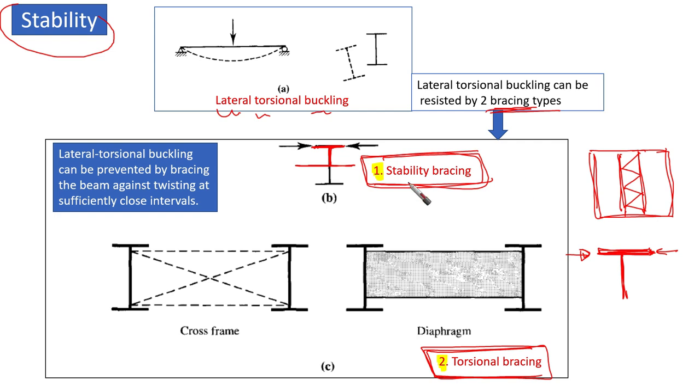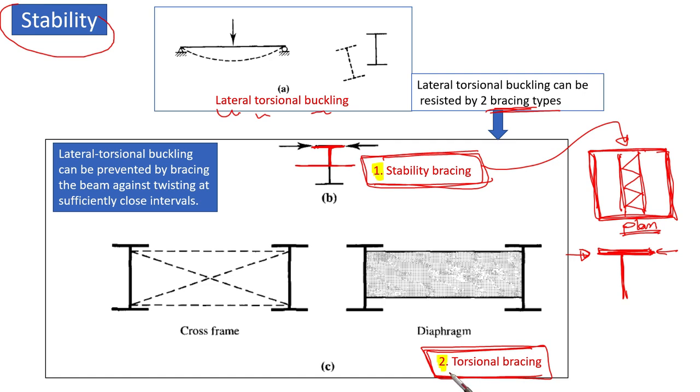Okay, so this is what we call stability bracing. And commonly we put it in the plane of the compression flange. This is a plan view of a floor, for example. Okay, so this is what we call stability bracing. Take care of one thing: we are always talking here about the compression flange, not the tension flange. That's very important.